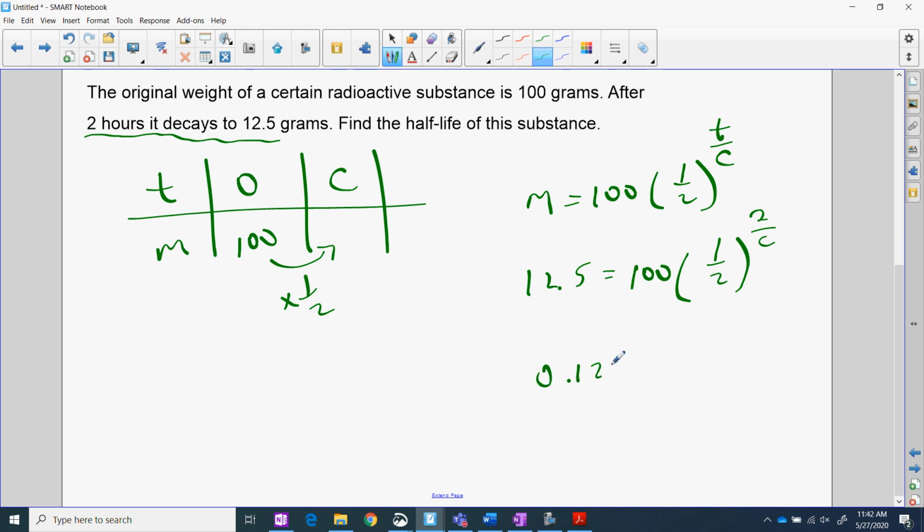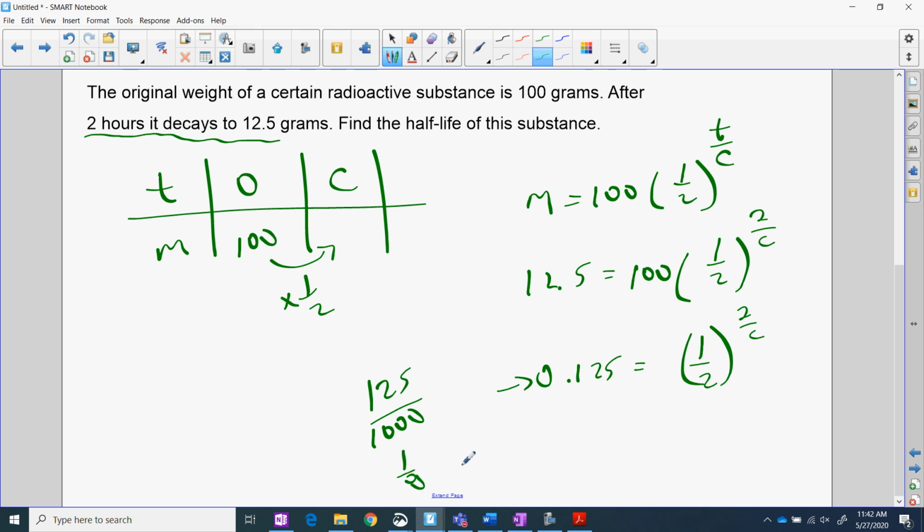0.125 is equal to 1/2 to the exponent 2 over c. Now, when this is a decimal, some of you might have the option on your calculator to switch decimals to fractions. I'm pretty sure that 0.125 is like 1/8 or something. Yeah, it is. So 0.125, you could do it this way. So what's that as a fraction? 125 over 1,000, because you get 3 decimal places.